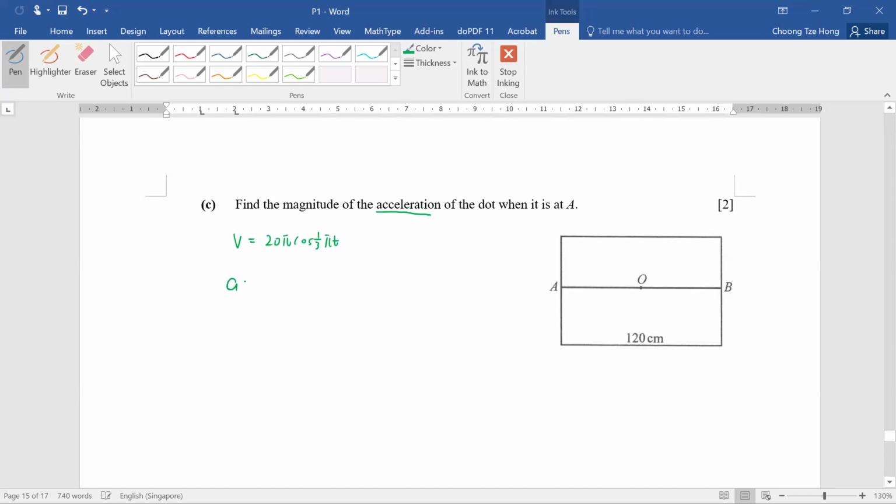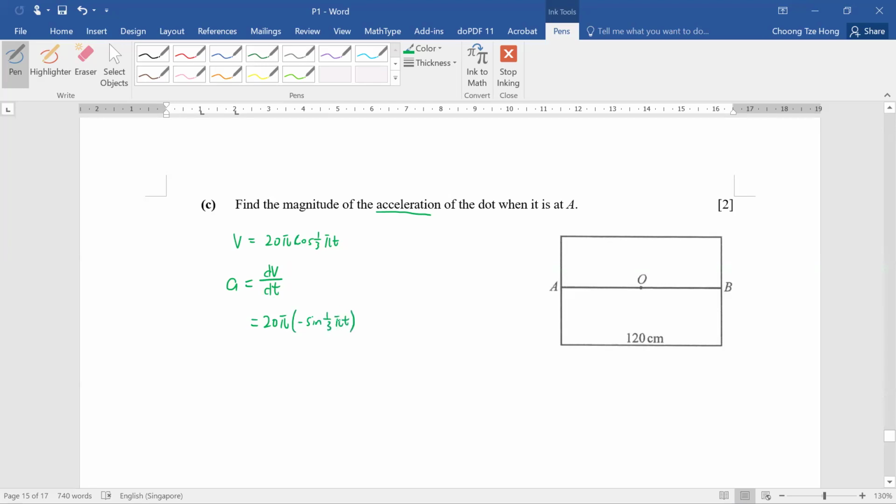Now they want acceleration. If you recall, acceleration is the rate of change of velocity, in other words, dv over dt. So now we need to differentiate this one more time. Differentiating a trigo function is not too difficult. Differentiate cosine 1/3 pi t and we get negative sine 1/3 pi t.